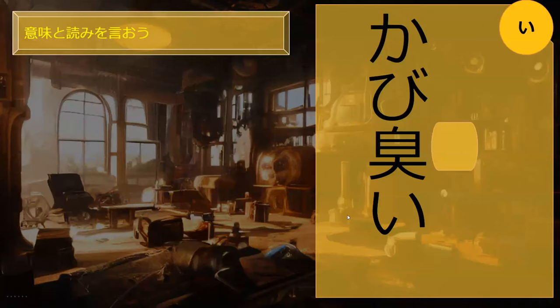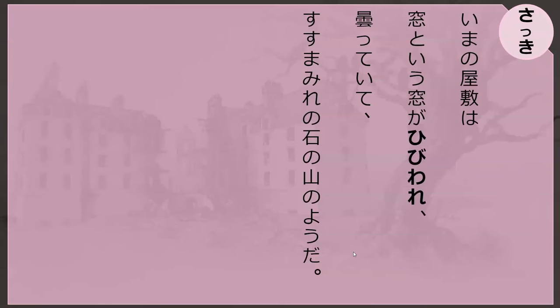Can you read this for me? Kabikusai. What is kabikusai? What do you think this means? Kabi is mold, kusai is bad smell. The bad smell of mold, or moldy smell. Exactly. Perfect. So right over here is another past thingy. We're describing the mado of the yashiki. All the windows of the mansion are hibiwareta. Do you know what hibiwareta means?